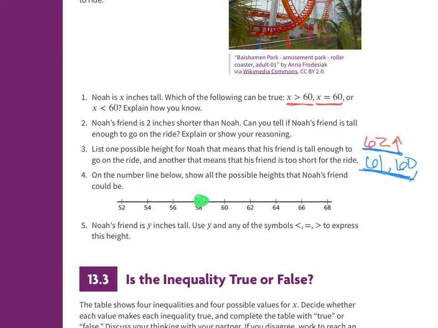If Noah is 61, that means his friend is 59. So we're going this way. Noah's friend could be 58 inches or any of these to the right. All right.